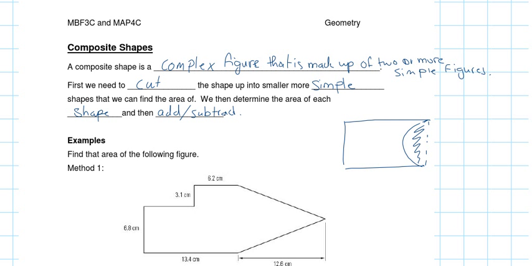So if you had the scenario where you have the rectangle, but also added to it half a circle, right? So again, you have to find the area of the rectangle, and then you have to add to it the area of the semicircle. So sometimes you add, sometimes you subtract. It depends on your scenario.